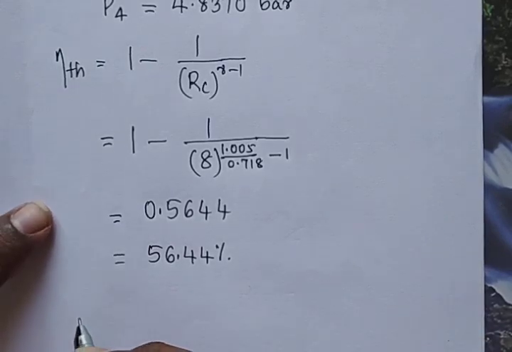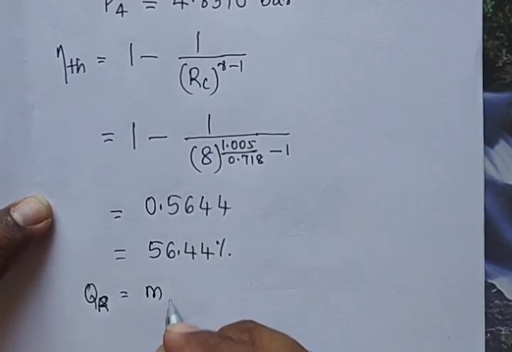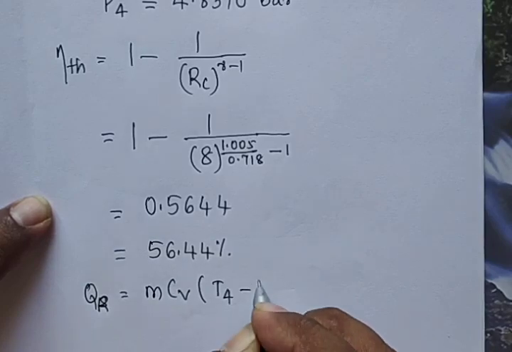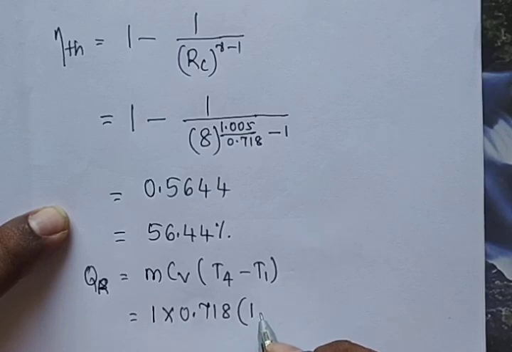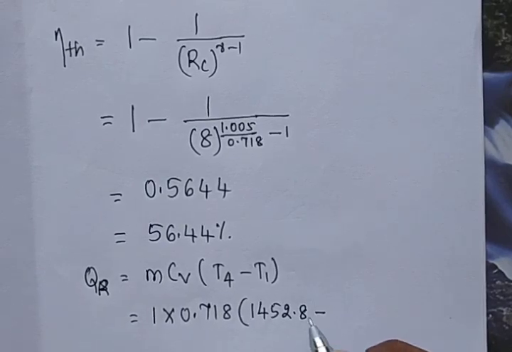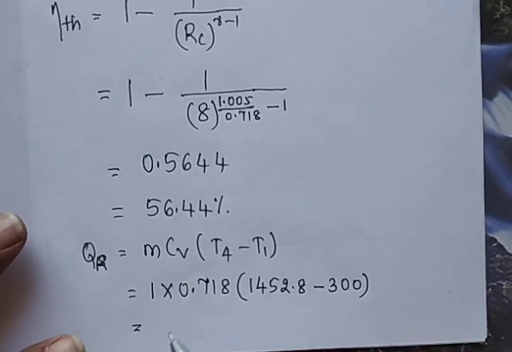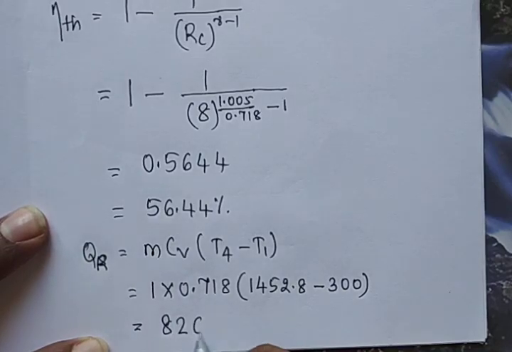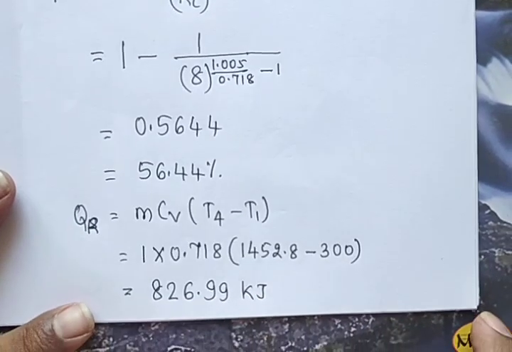That is MEP, or heat rejected QR. So heat rejected QR will be m Cv into T4 minus T1. So mass is known, it is 1. Then Cv is 0.718. T4, just now we have found out the value of T4, is 1452.8 minus T1. T1 is 300 Kelvin. So this gives me the value of QR, that is 826.99 kilojoules per kg.